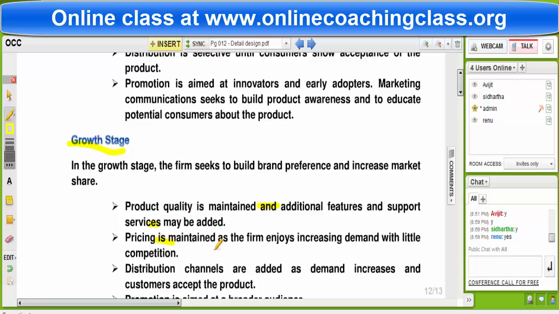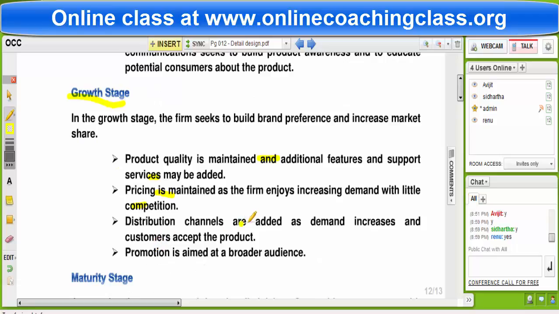Pricing is maintained as the firm enjoys increasing demand with little competition. In that stage, you can increase the price of the product because you feel that enough demand is created in the market. That is why they introduce the high model and increase the price. Okay, distribution channels are added as demand increases and customers accept the product. Now you increase the distribution points.